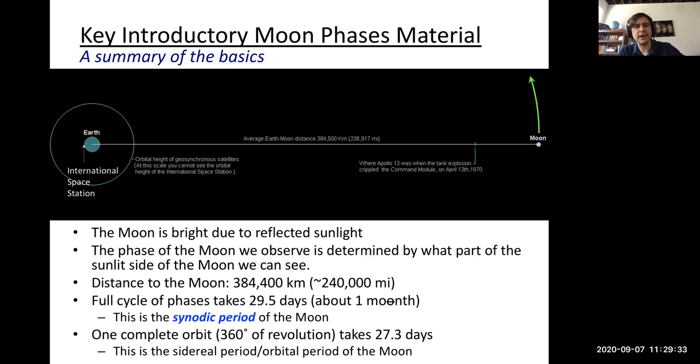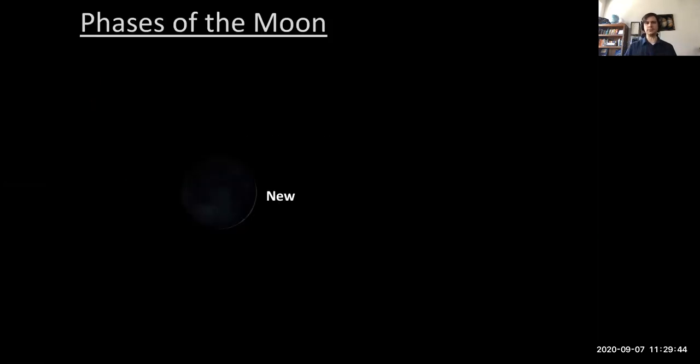Okay, so now that we've covered the basics, we know that our full cycle of phases is 29.5 days, and the orbital period is 27.3 days. Let's get to actually understanding the phases of the moon. Let's take a look and see what's going to happen. We'll go outside. We're going to start observing the moon on when we can't observe it. So this is a mental exercise at this point. We'll go out and observe a new moon.